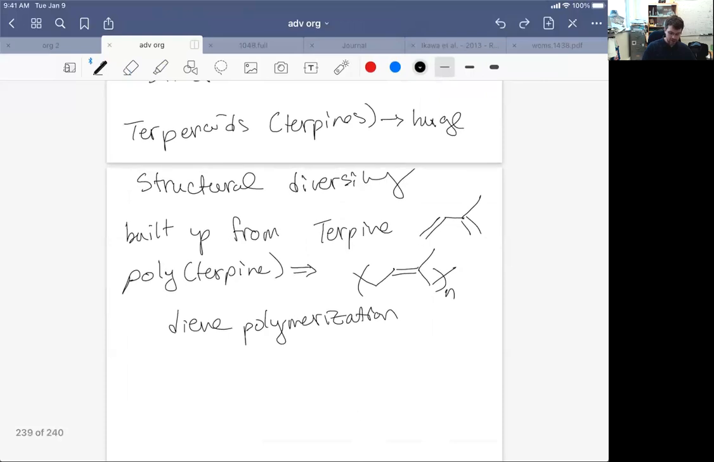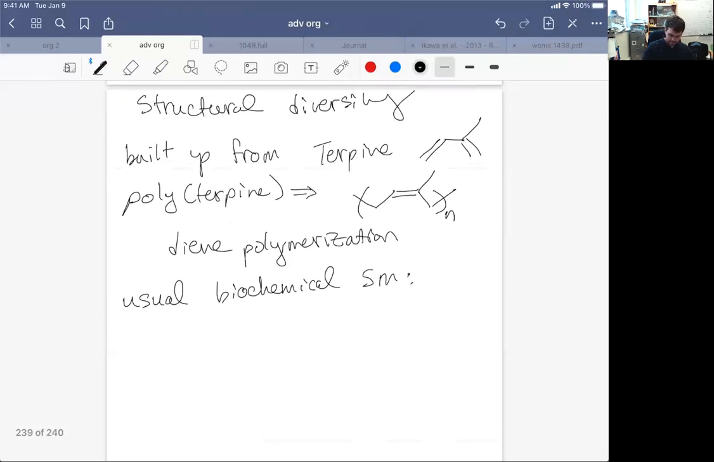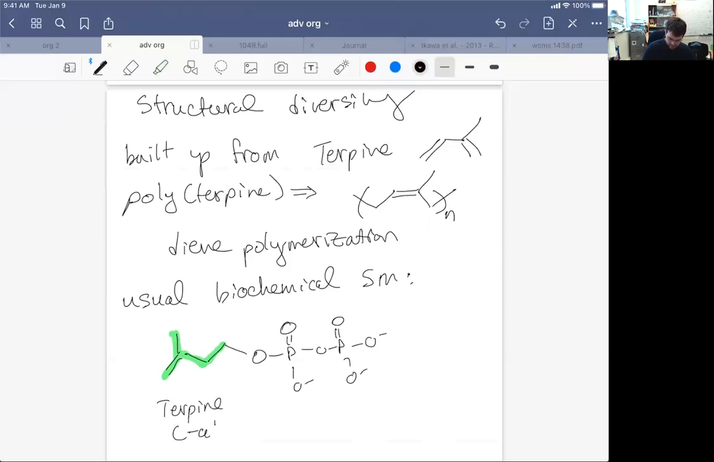The usual biochemical starting material is this diphosphate molecule. I can go ahead and draw that out. You get two circled P's, and then our terpene framework is right here. So there are the terpene C atoms. And then this other group is just a good leaving group.